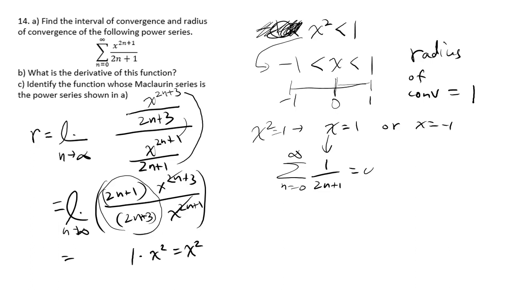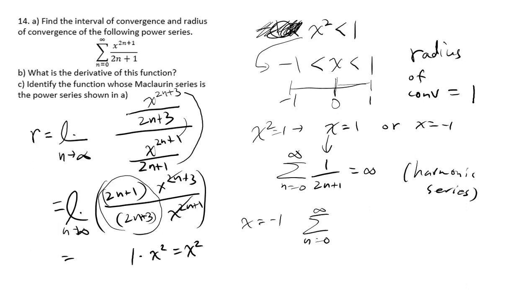And that's infinity because it's a harmonic series. Remember, harmonic series is some constant over an plus b. So that's a harmonic series. And also for x equals -1, it will be n equals 0 to infinity.